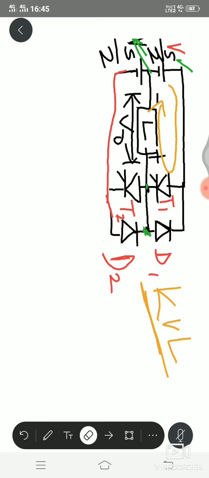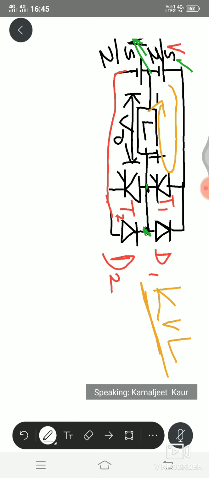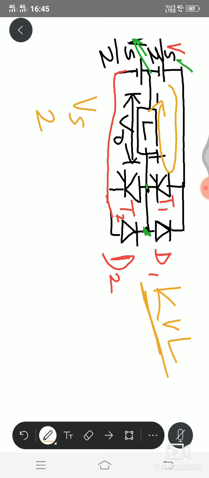So I'm writing down the KVL. You follow the yellow line, negative to positive of Vs by 2, so positive. Then VT1. We are neglecting the voltage drop across T1 because it is in on condition. On condition means the voltage drop across this is very minimum, so we are taking it 0. Then the load side, follow the yellow line, it is from positive to negative, so negative. So minus V naught is equal to 0.